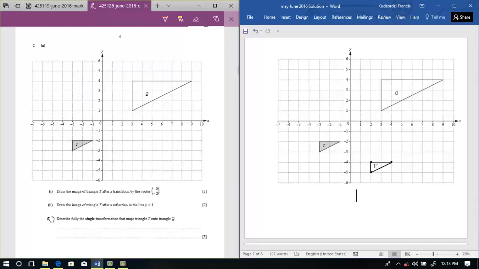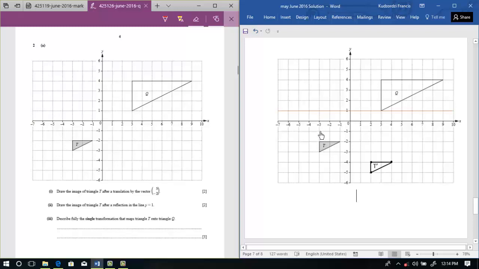Now, draw the image of T after reflection in the line y equal 1. We want to draw the image of this triangle in the reflection of the line y equal 1. So we take these points, then we find the image points. Now, to find the image point of this, the image point is the same distance from the mirror line as the object point.